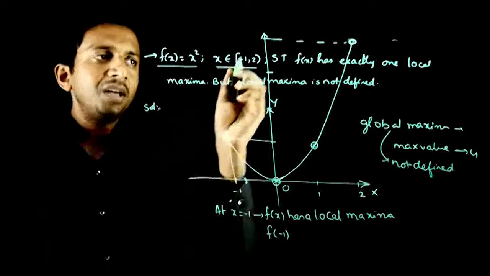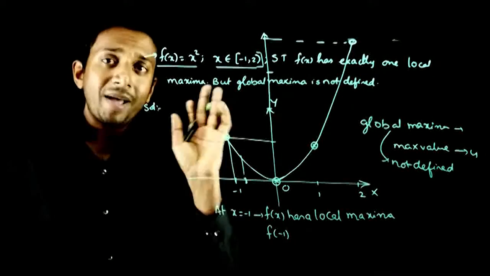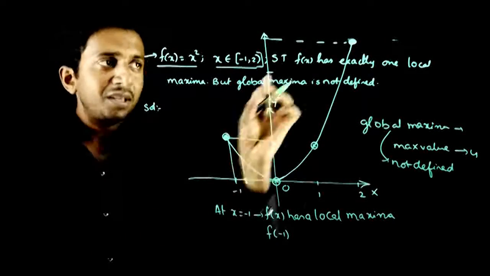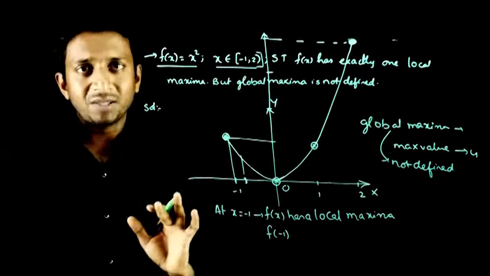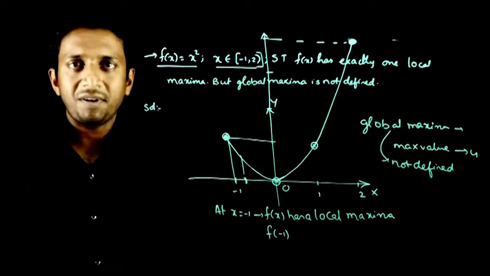अगर यही क्वेश्चन में अगर यहाँ 2 के प्लेस में क्लोज टू है तो the global maxima would have been 4, तब यहाँ सॉलिड डॉट आएगा, ये वाला 4 जो है वो ग्लोबल मैक्सिमा हो जाएगा, but यहाँ ओपन दिया, hence global maxima is not defined.